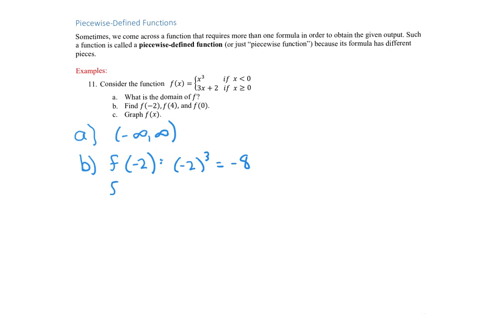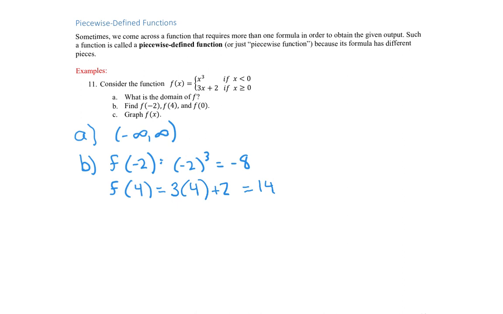For the next part of letter B, they ask us to find the f of 4. In this case, we're going to use the bottom function because since x is 4, notice we need to use the bottom function when x is greater than or equal to 0. So we're going to plug 4 into 3x plus 2. And when we do this, we'll get 14.